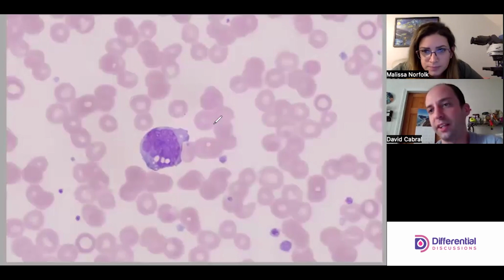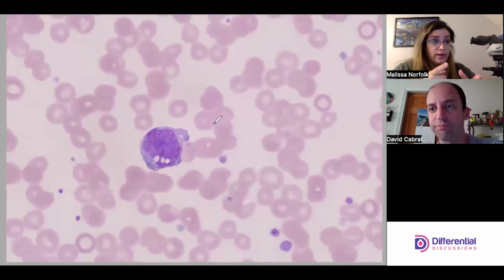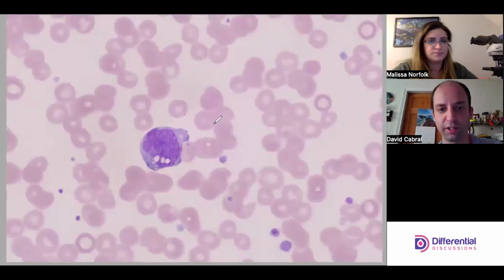Yeah, absolutely. I personally think that I would call this a mono. I think so too. I think it's too mature. The chromatin pattern is way more mature than that first cell that we saw. Definitely. Agreed.